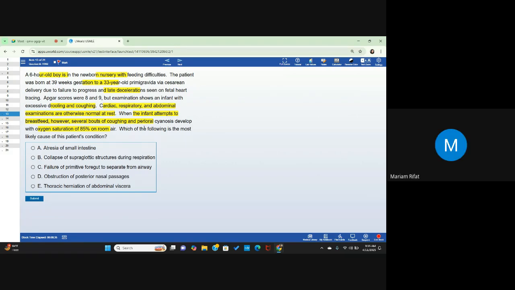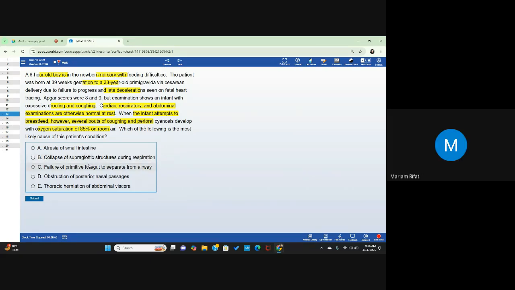Tracheoesophageal fistula. That is because of failure of the primitive foregut to separate from the airway. There is esophageal atresia, and the early feeding problem, drooling and coughing are also the hint here.